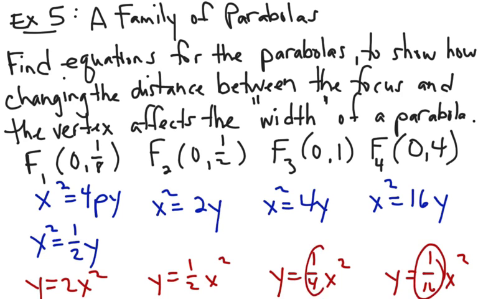So this value in front of the x squared is going to change the width of the parabola. This is going to be a very narrow parabola if you were to graph it in your calculator. And what you're going to find out is that this one over here is an awfully wide parabola compared to the 2x squared. So changing the location of the focus changes the width of the parabola.